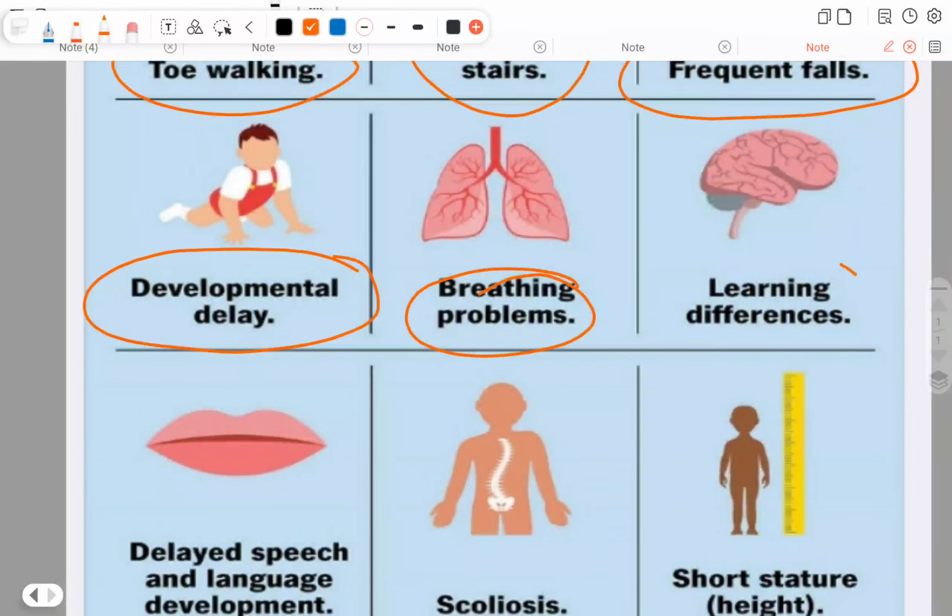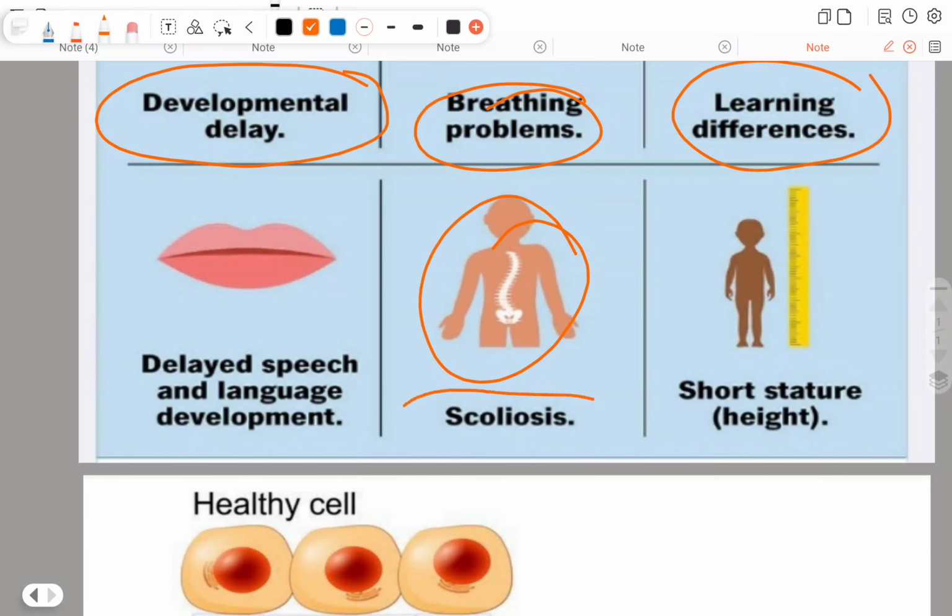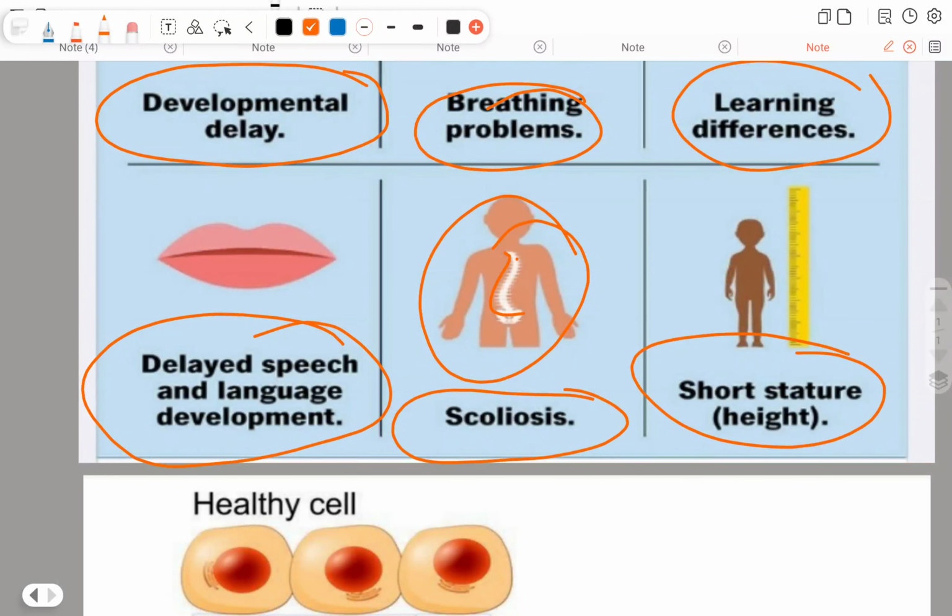And the next item is learning differences. Some kind of learning difficulties may occur in the patients, according to the abnormal function of the muscles. Scoliosis: an S-shaped spinal column may occur, and the patient suffers from speech delay and language development delay, and the patients' lifespan is often not long enough. That's the clinical signs of Duchenne muscular dystrophy.